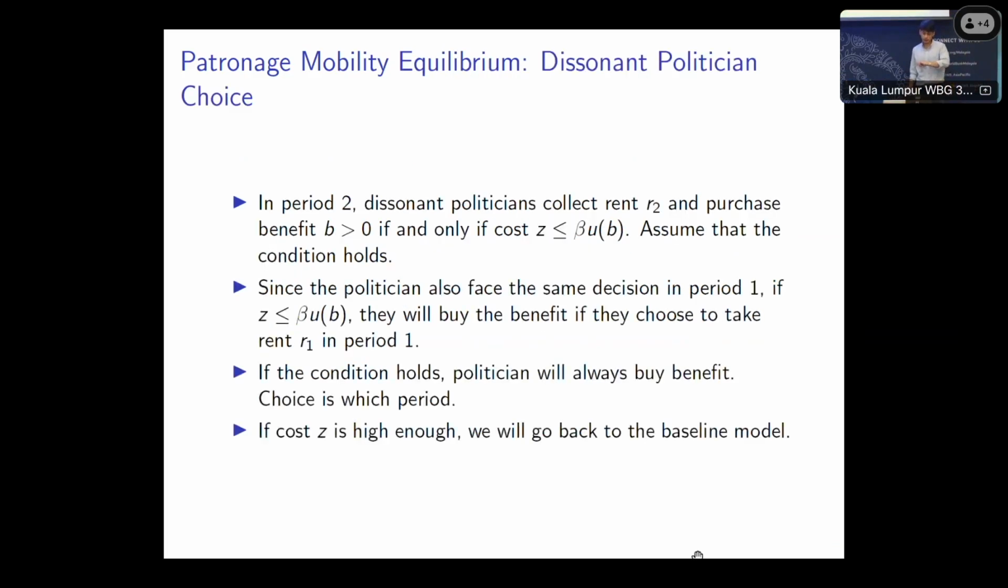Okay, and so in period 2, the politician always collects the rent and purchases the benefit if, let's say, the cost is smaller than the benefit that they get in the future. Assume that this condition holds. That means the politician always faces the same decision in period 1, so they will always buy the benefit if they choose to take rent in period 1. The choice is which period they are going to buy. You either buy in term 1, but your rent is small in term 1, or you might as well buy in term 2, right? So you need to choose when you purchase.